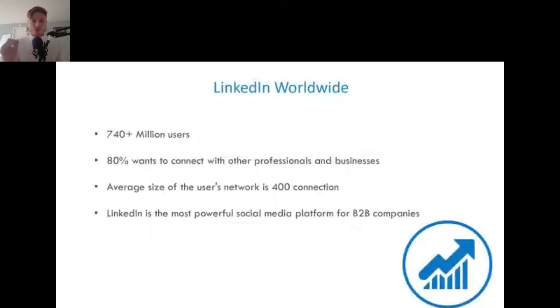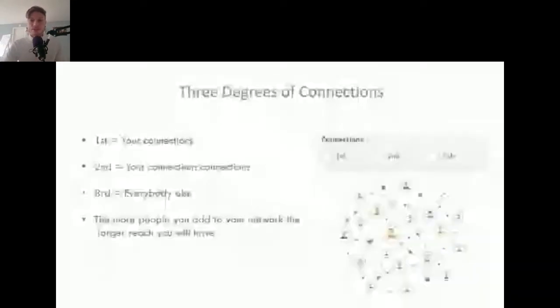The average size of a user's network is 400 connections globally. This means the people that use LinkedIn are influential, career-oriented people who are usually in leadership positions. So it's very valuable to be seen on LinkedIn, and LinkedIn is the most powerful social media platform for B2B companies. I've tried all different types of platforms, and I still go back to LinkedIn because I know it's a very valuable activity and a very valuable platform. The key to using it is that we have to think in a different way. That's the only thing, and when we know this, it's the most powerful one.